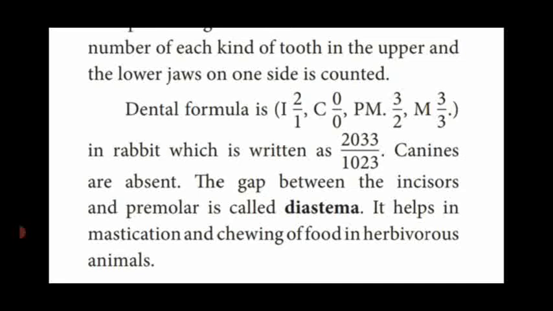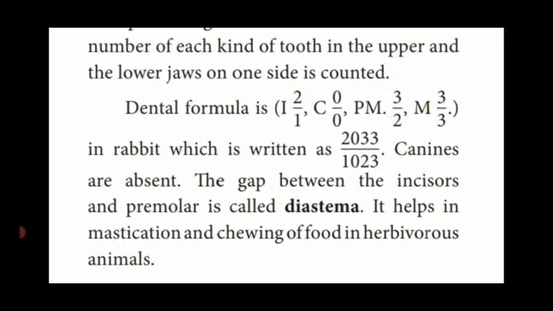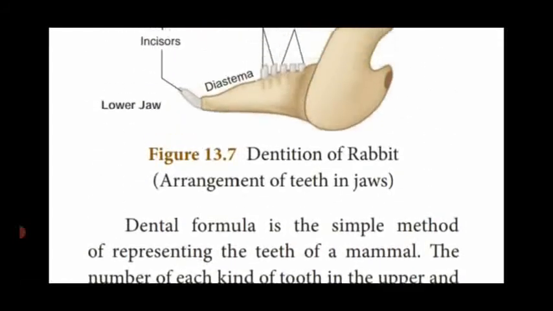Here students, I told you canine is absent. Instead of the absence of canine, a gap is formed between incisor and premolars. That is called diastema. So this diastema helps in mastication and chewing of the food in herbivorous animals. That is said to be dentition in rabbit.